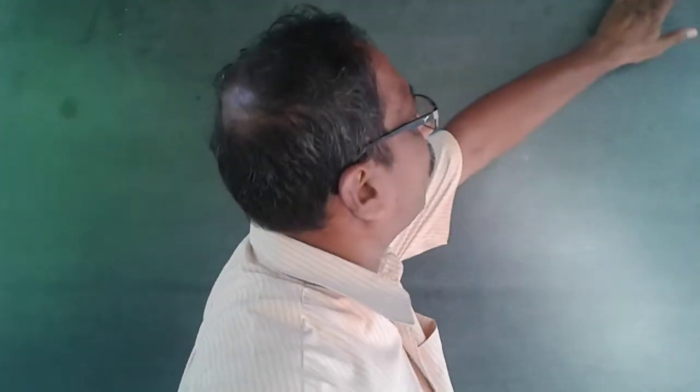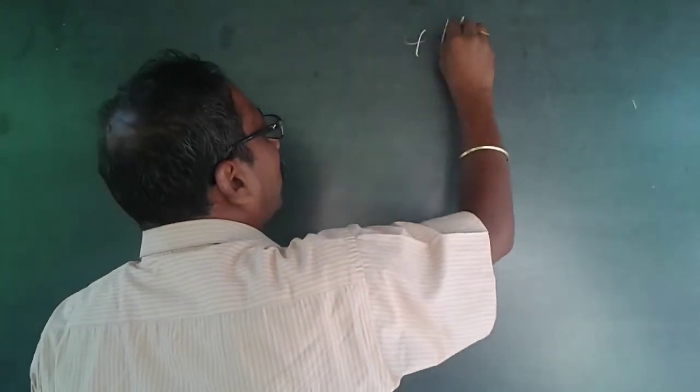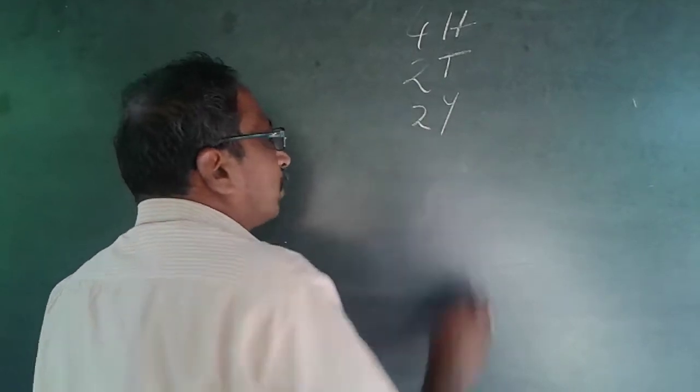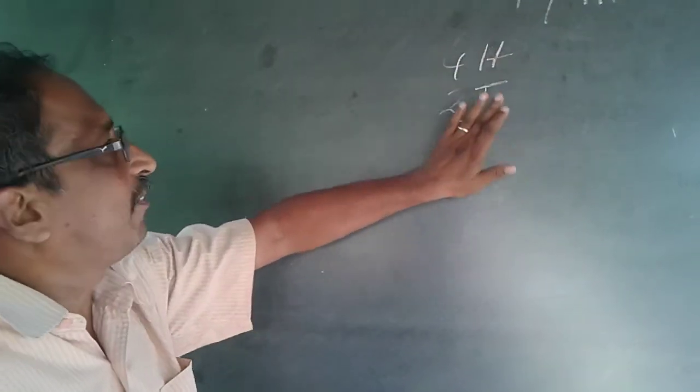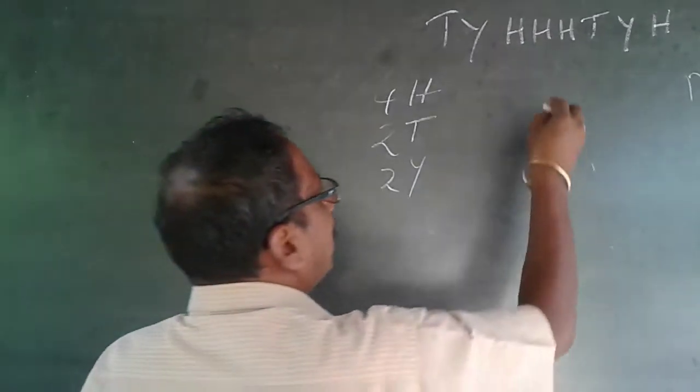Here, when you count the letters, H is 4, T is 2 and Y is also 2. So every alphabet is an even number. So what I do is, it can be like this.